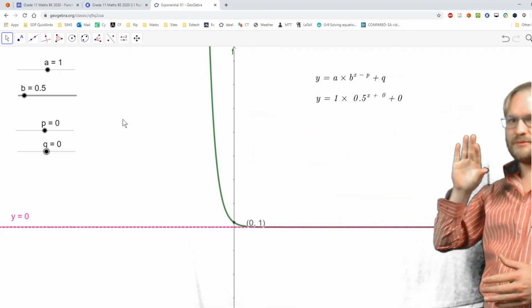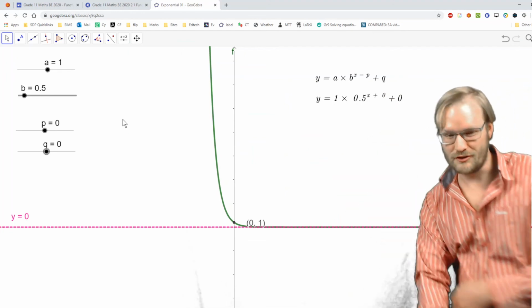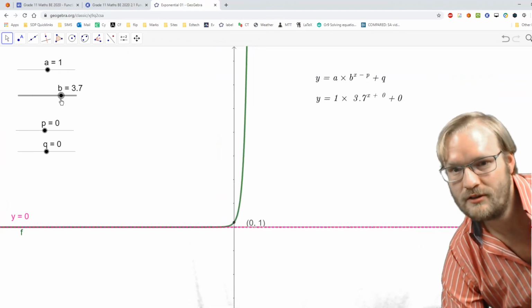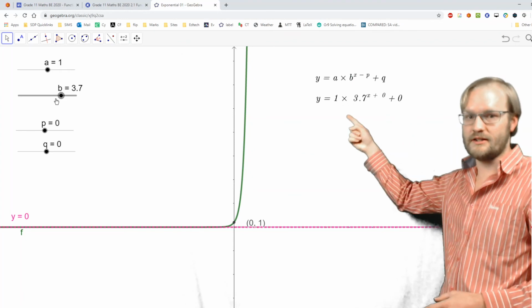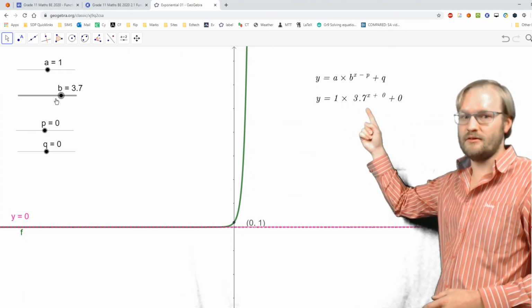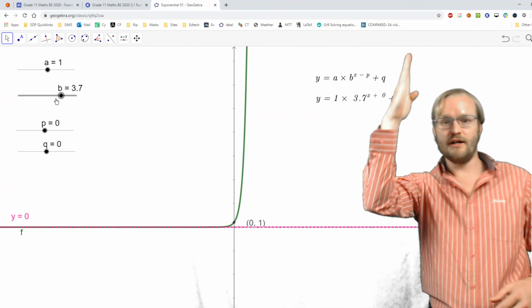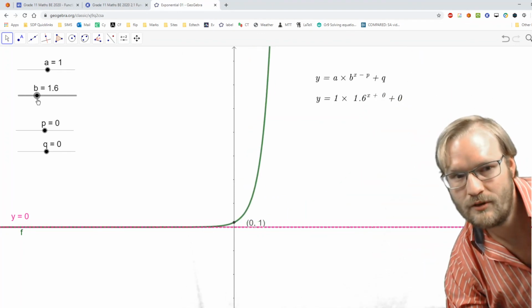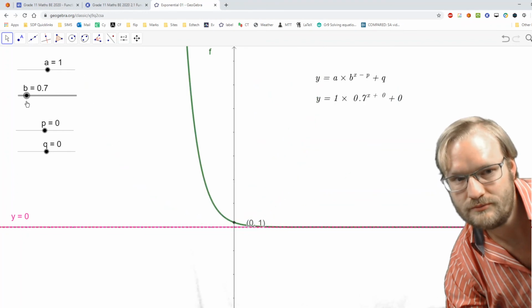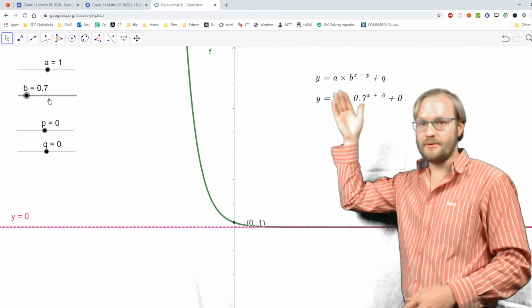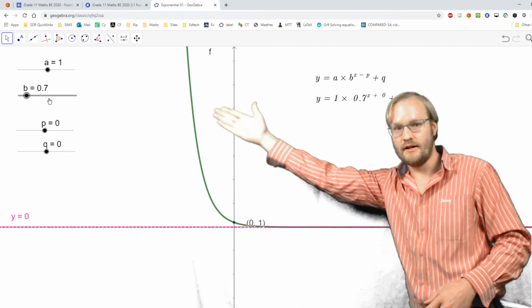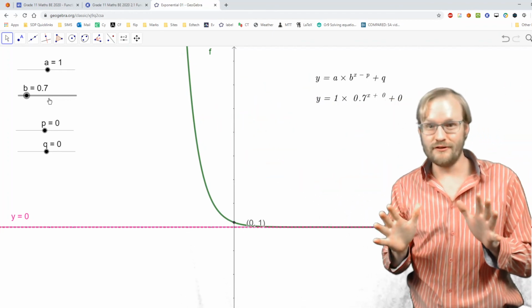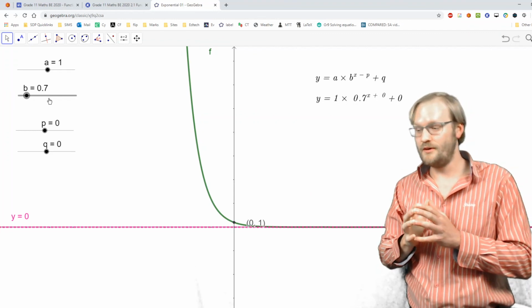It's reflected about the y-axis, so it looks different to these functions here. If we've got a value up here that's bigger than 1, then that's what our shape's going to look like, going up. And if this value here is a fraction, it's going to have that opposite effect, and it's going to come here and go down. Okay, so there's our revision of what to do for exponential equations.